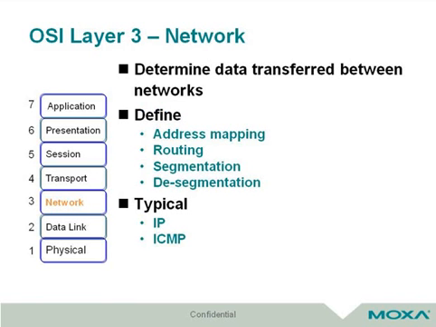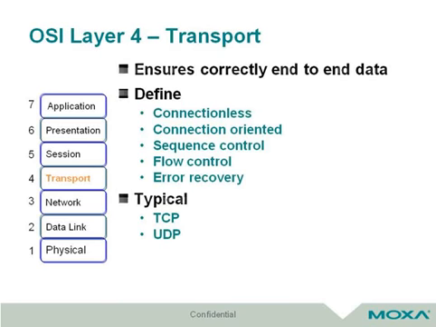The layer 3 is network layer. It determines how data is transferred between networks, includes address mapping, routing, segmentation, and desegmentation. A famous protocol of network layer is IP, Internet Protocol.